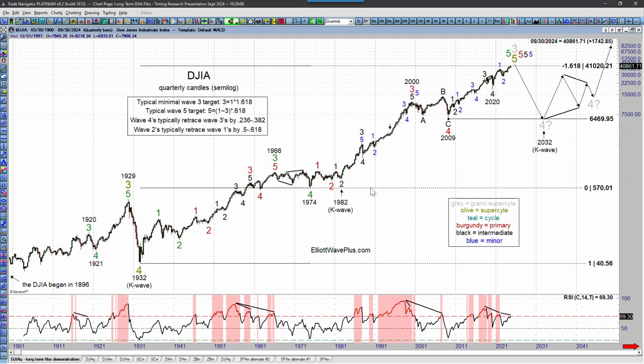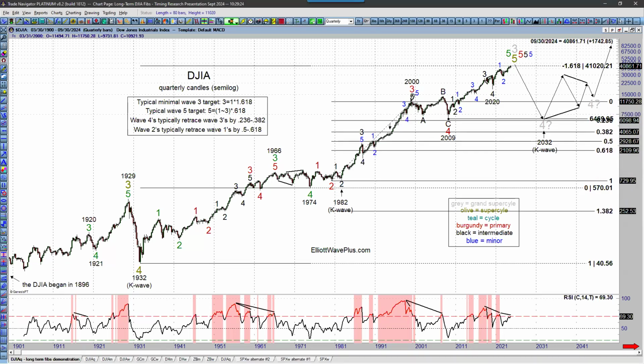Okay. And then once you have the third wave and the fourth wave, we're looking for the fifth wave, but let's look at one other thing here. So wave 4s typically retrace wave 3s by 0.236 to 0.382. So now we're going to look at a retrace of the entirety of wave 3. And we're going to see that the wave 4 retraced very close to 0.236.